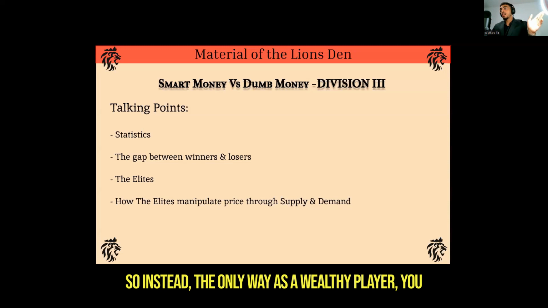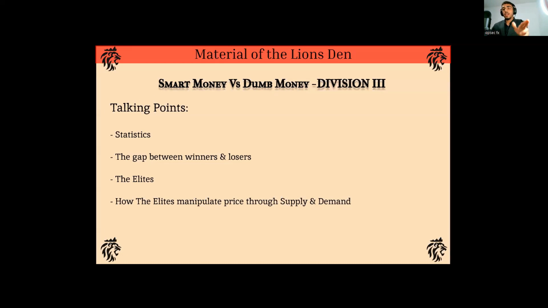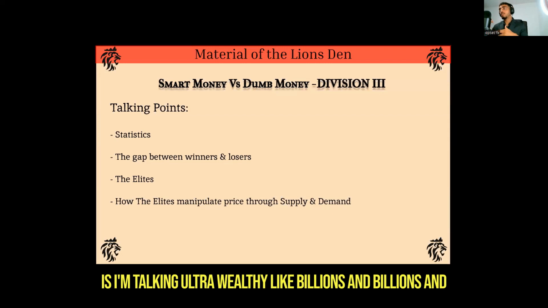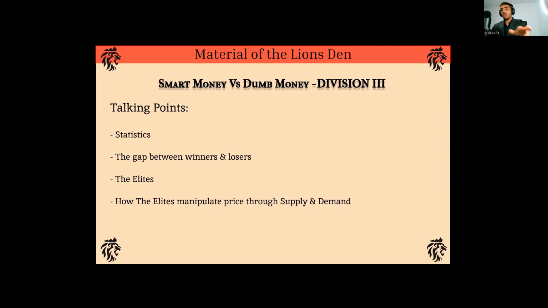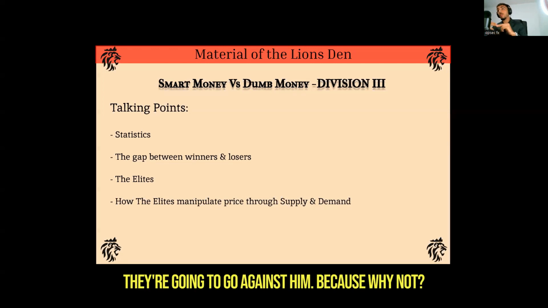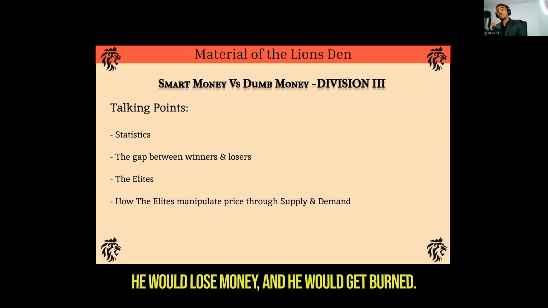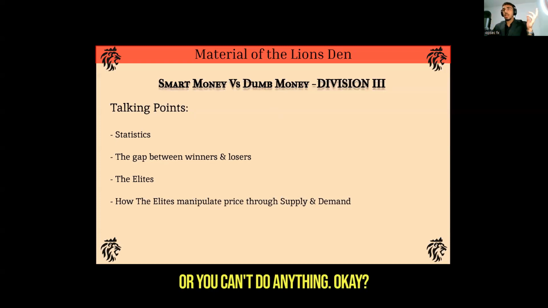So instead, the only way as a wealthy player you can participate in the markets, I'm talking ultra wealthy, like billions and billions and billions of dollars, is to be part of their gang. Anyone who's not part of their gang is just going to lose. Whenever he tries to manipulate the markets, they're going to go against him, because why not? They would want to make money. He would lose money and he would get burned. So it's either you join or you can't do anything. Or your money is useless.